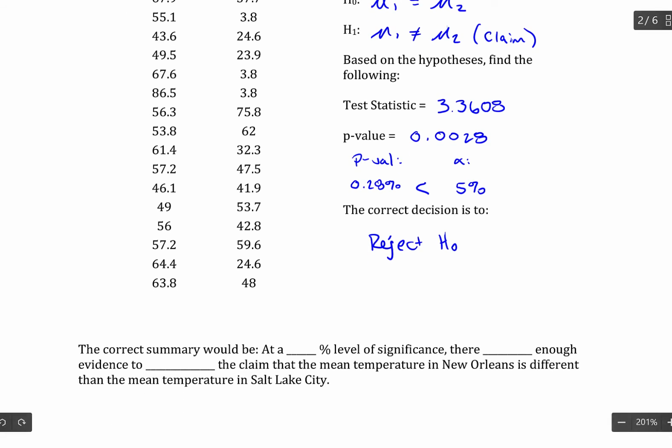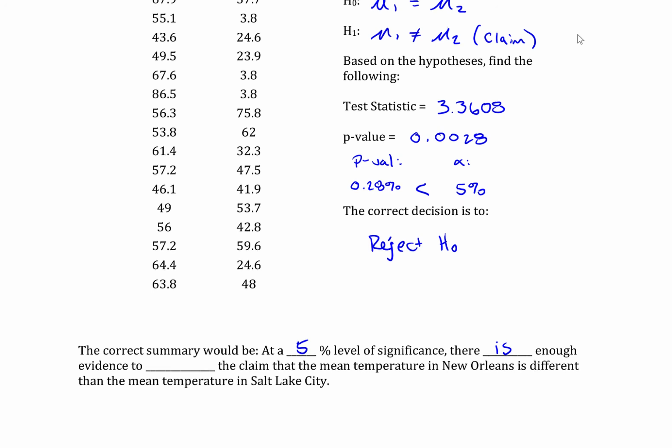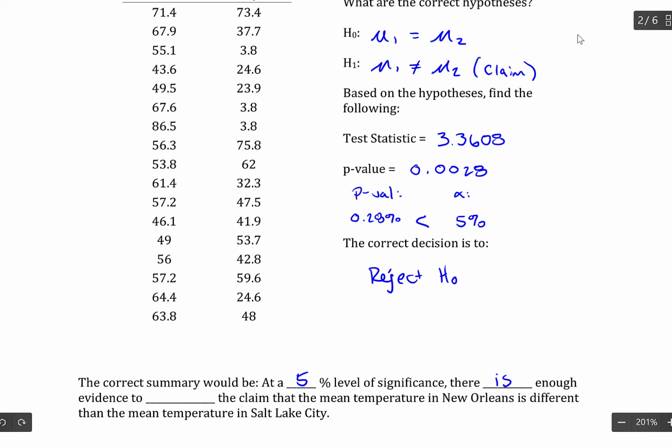So the correct summary would be, at a 5% level of significance, and this isn't always requested, but I think it's always a good idea to present in your final answer, because really a different value of alpha can provide different results. So at the 5% level of significance, there is enough evidence, and we say is because when you reject the null hypothesis, you pick the stronger of the two results. So is, if you had failed to reject the null hypothesis, you pick the weaker of the two results, which is the words is not. So is enough evidence to blank the claim, and the claim is falling under the alternative hypothesis. And when the claim is in the alternative hypothesis, we are trying to support it. And if the claim was in the null hypothesis, we would be trying to reject it.